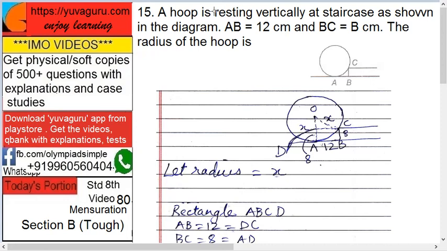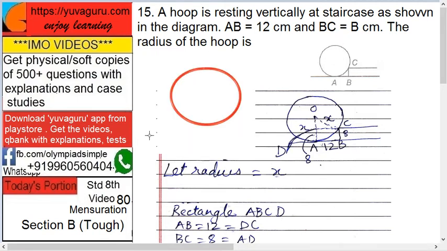Next, a hoop is resting vertically at a staircase as shown in the diagram. Now what is the hoop? This is the hoop. A circular, not circular, it's a cylindrical part actually. It's just a ring. Even I didn't know about it. So next, a hoop is resting on the staircase.